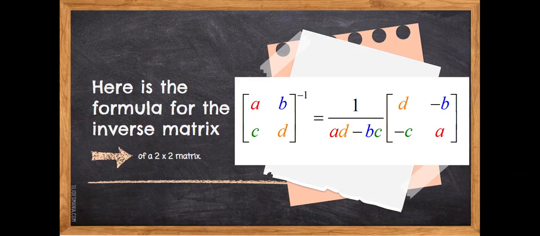Here's the formula for the inverse matrix of a 2 by 2 matrix. If we start with the matrix A, B, C, D, and we want to take the inverse of that matrix, first we find the determinant, 1 over A times D minus B times C. 1 over the determinant. And then we multiply it by this matrix where we switch the A and the D and keep the C and the B where they are, but change their signs.